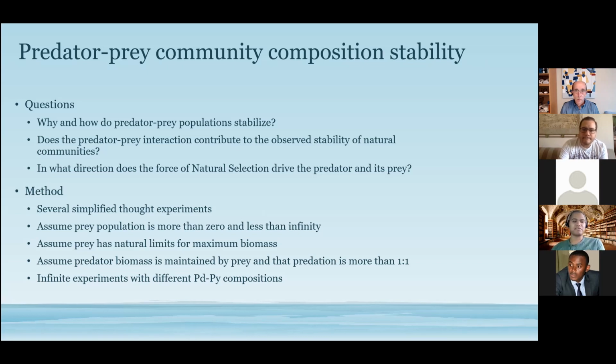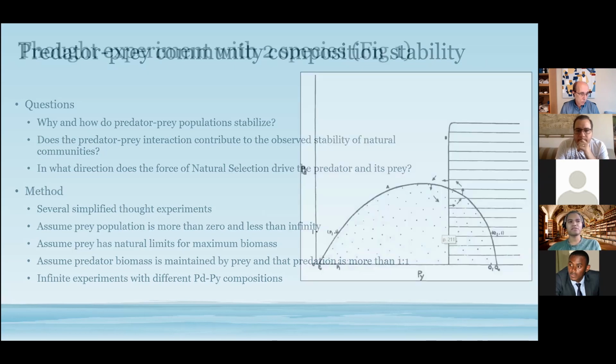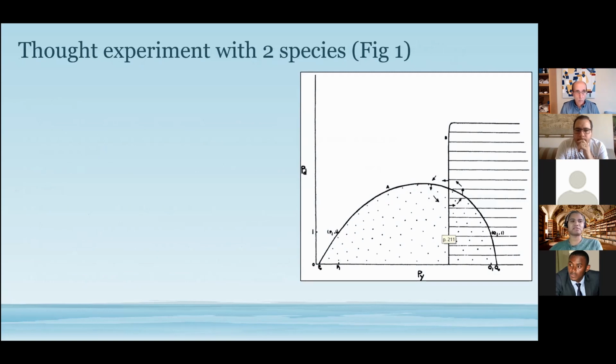And then if we do infinite experiments with different predator and prey compositions, what do we get? There were quite a few thought experiments within the paper, and I'm only going to focus on one, and that was just with two species.